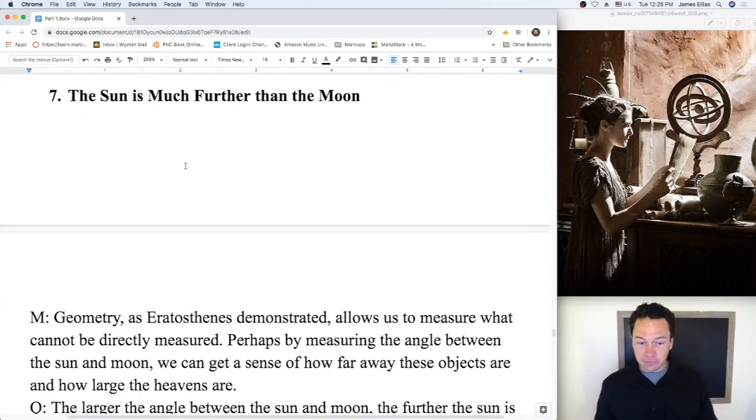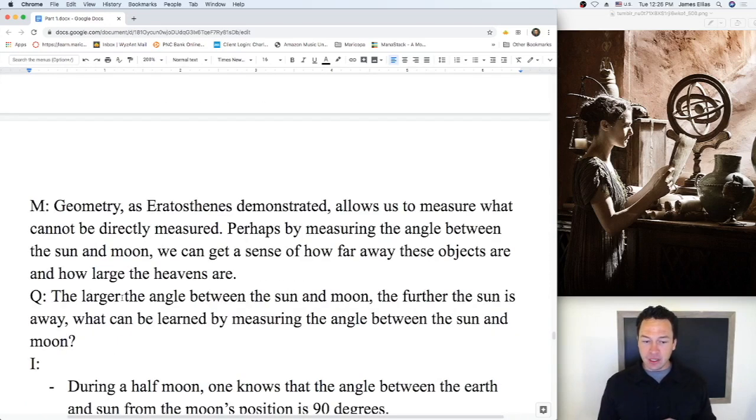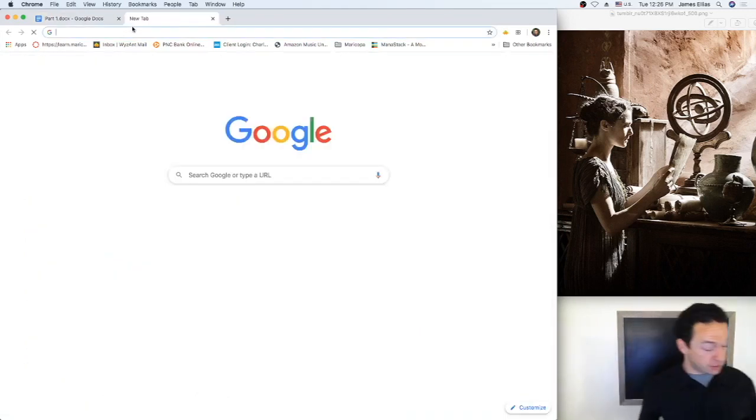Aristarchus. So Aristarchus is interested in figuring out the geometry of the heavens. He wants to know how far away the moon is and how far away the sun is. And so he realizes that geometry is going to allow him to do this. Geometry, of course, allows us to measure things that we normally can't measure. And so what Aristarchus is going to do, let me show you a picture of Aristarchus.